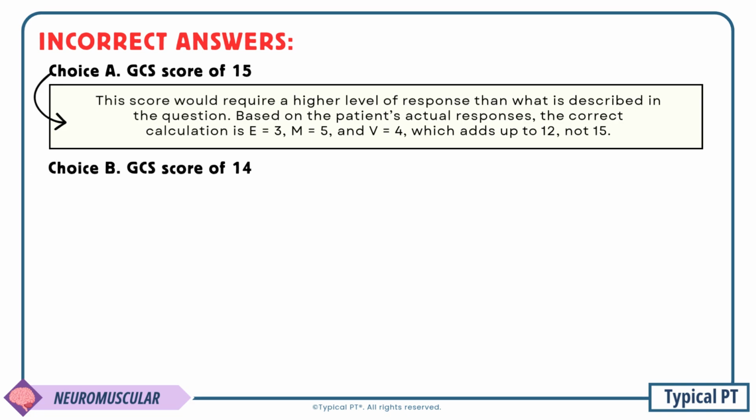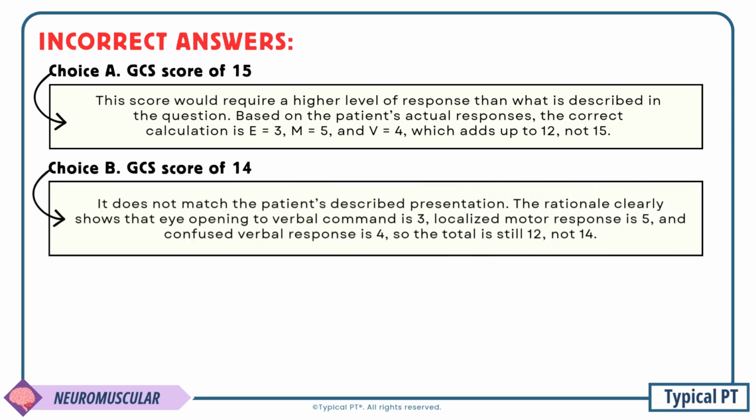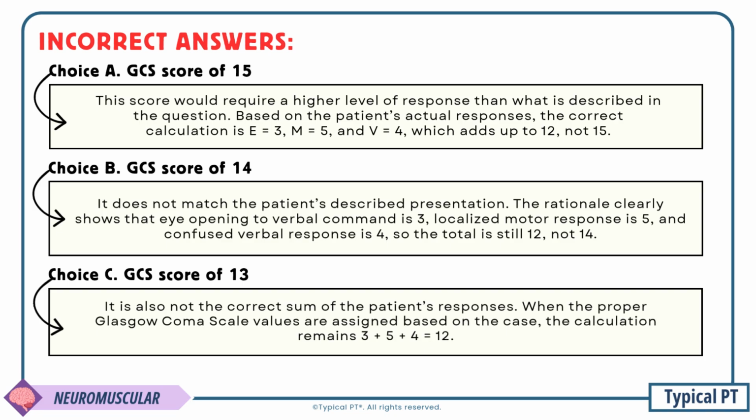Answer choice B, GCS score of 14, is incorrect because it does not match the patient's described presentation. The rationale clearly shows that eye opening to verbal command is 3, localized motor response is 5, and confused verbal response is 4, so the total is still 12, not 14. Answer choice C, GCS score of 13, is incorrect because it is also not the correct sum of the patient's responses. When the proper Glasgow Coma Scale values are assigned based on the case, the calculation remains 3 plus 5 plus 4, which equals 12.